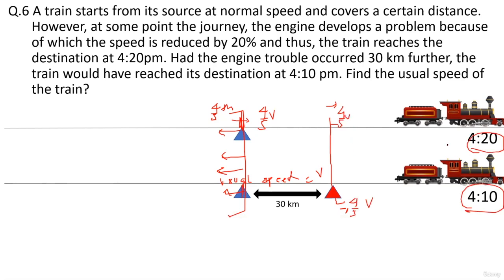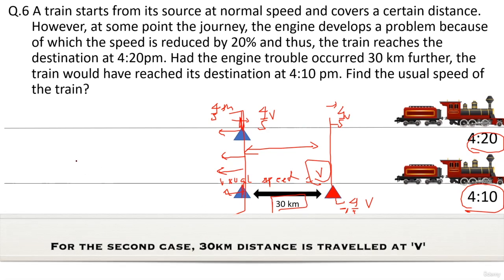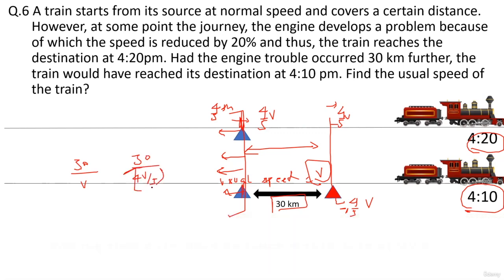This difference in timing is due to the difference of the speed in this 30 kilometer stretch, right? The only difference in speed is occurring in that 30 kilometer patch, right? So what we do is we find out the time taken for the 30 kilometer patch in both the cases and take the difference, right? In the second case, what is the time taken? 30 divided by v. In the first case, the distance is 30, the speed is 4v by 5, right? The difference of these two is nothing but 10 minutes, which is nothing but 10 by 60 hours, right?